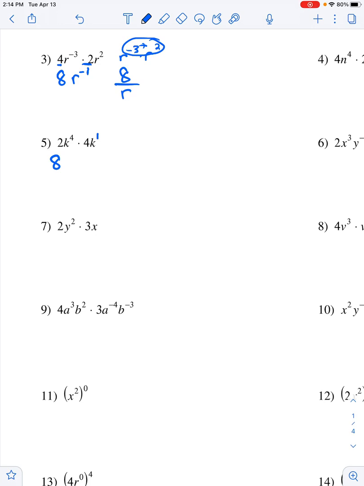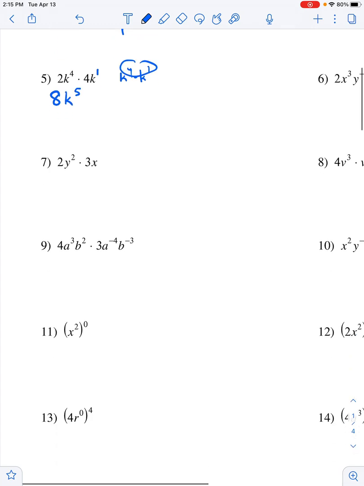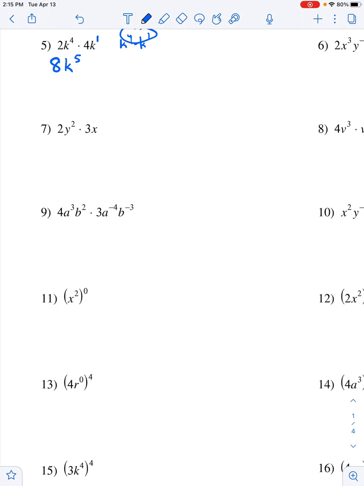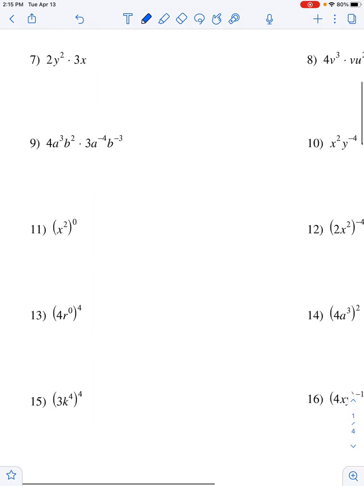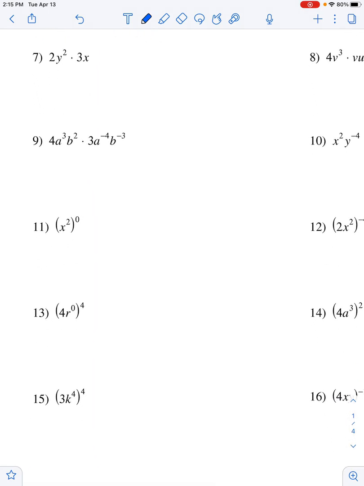And then this, I have k to the fourth and k to the first, and we're multiplying, so we're going to add the exponents. So that would be k to the fifth. So that's what we'd be doing as we work through them. When I come to them and I see, like here, I'm going to still multiply my numbers. 4 times 3 is 12. What I have is a to the third times a to the negative fourth.